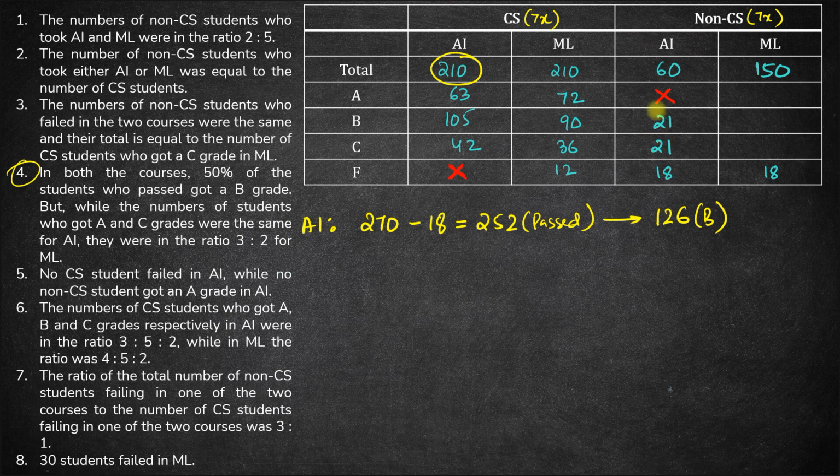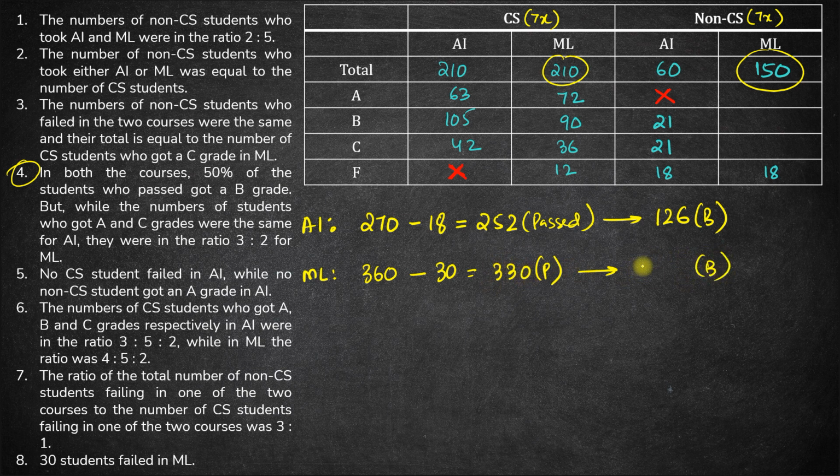And similarly for ML also, 50% of the students who passed got a B grade. So how many students are there in ML? 210 plus 150, right? So we have total 360 students, out of which 12 plus 18, 30 students have failed. So how many have passed? 330 have passed, okay? Out of this 330, 50% will get a B grade. So 50% of 330 is 165. So 165 students get B grade in ML.